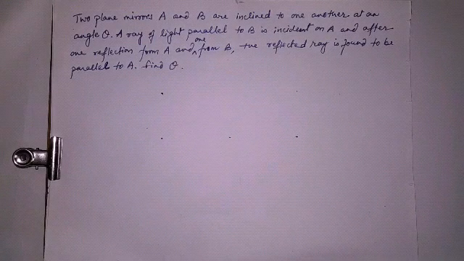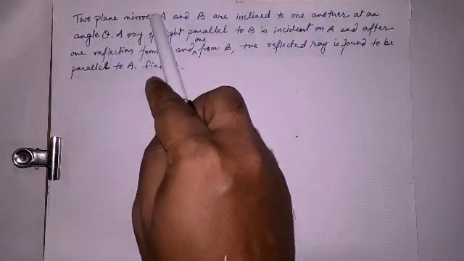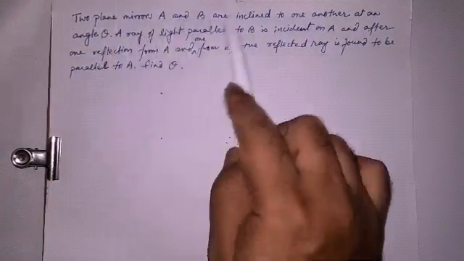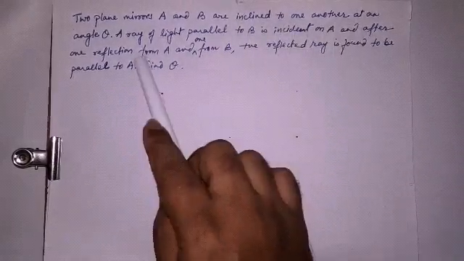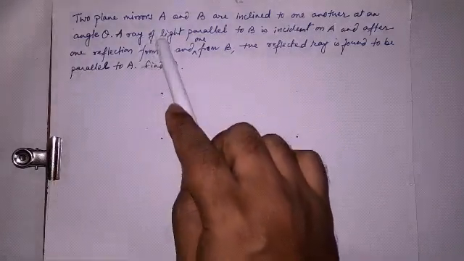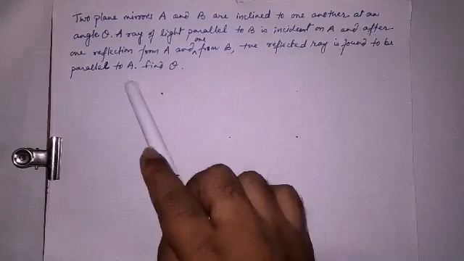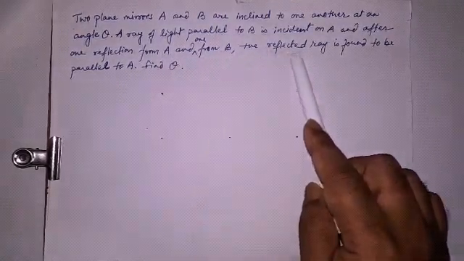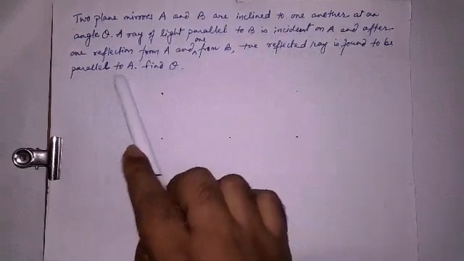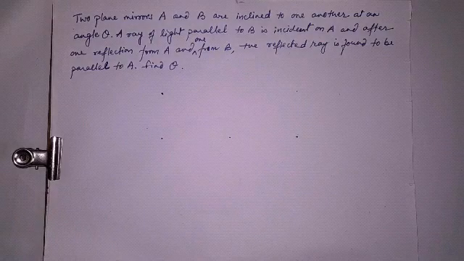Let's see this numerical. The question says that two plane mirrors A and B are inclined to one another at an angle theta. A ray of light parallel to B is incident on A, and after one reflection from A and one from B, the reflected ray is found to be parallel to A. We have to find out the angle theta. That means we have to find out the angle between the two mirrors.